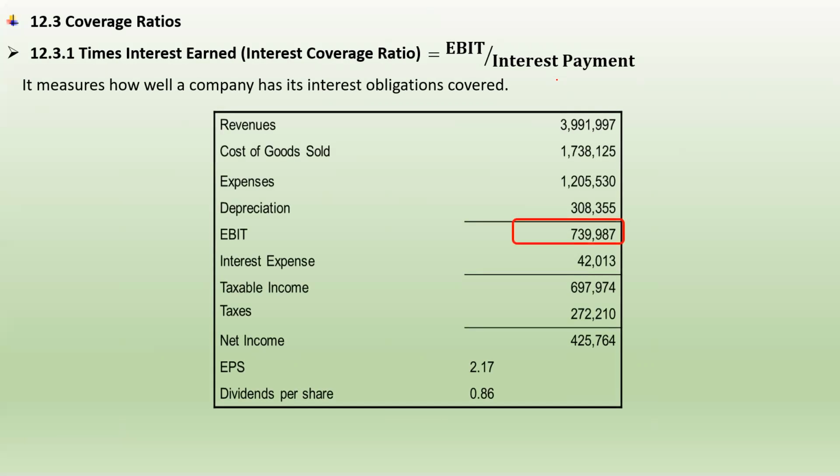So the information here is from the income statement. Earnings before interest and tax is this number, and the interest expense is 42,000. So we found the times interest earned is 17.6, which means this company can cover its interest obligation pretty well.